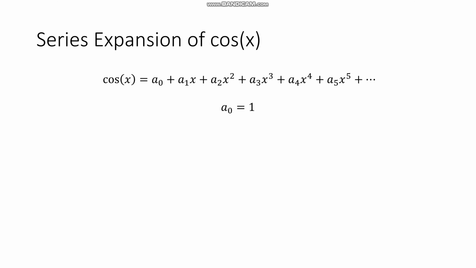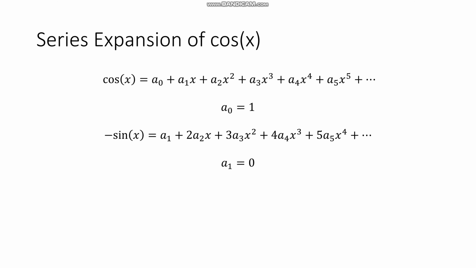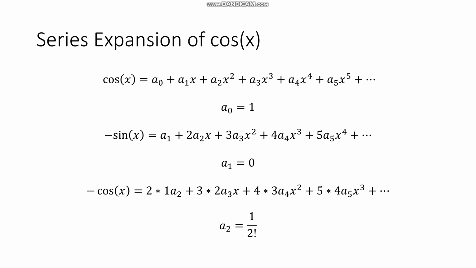Taking the derivative so that we can determine the a sub 1 term, we have negative sine of x equals all of that. Evaluating it at x equals 0, we have a sub 1 equals 0. Taking the derivative again to get our a sub 2 term, we have negative cosine x equals 2 a sub 2 plus 3 times 2 a sub 3 x plus 4 times 3 a sub 4 x squared, and so on, determining that a sub 2 equals negative 1 divided by 2 factorial.